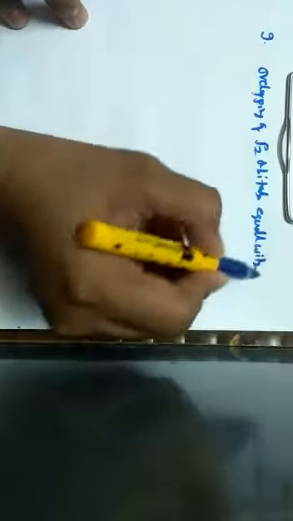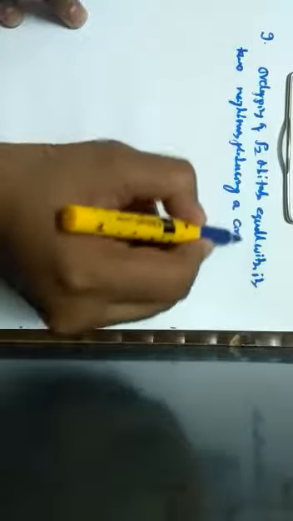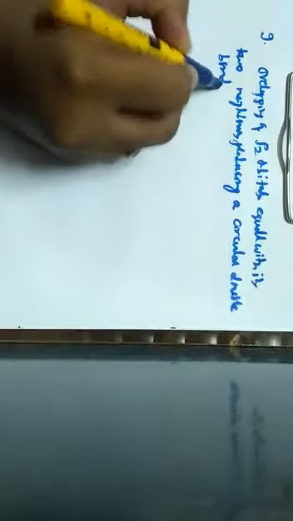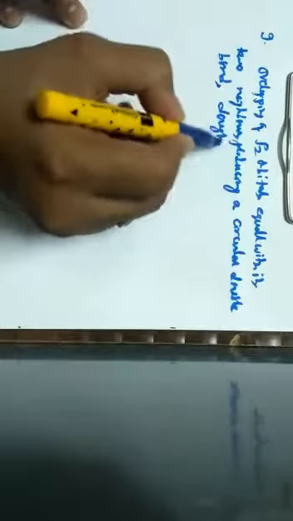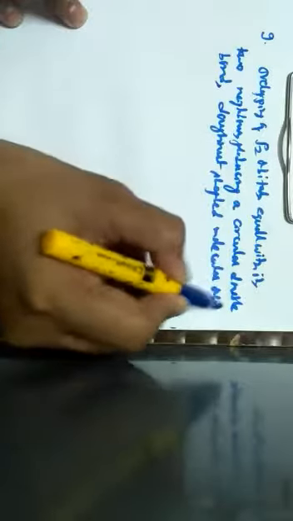takes place equally with its two neighbors, producing a circular double bond. Doughnut structure. So this structure is called a doughnut shaped molecular orbital. So which type of orbitals are involved?